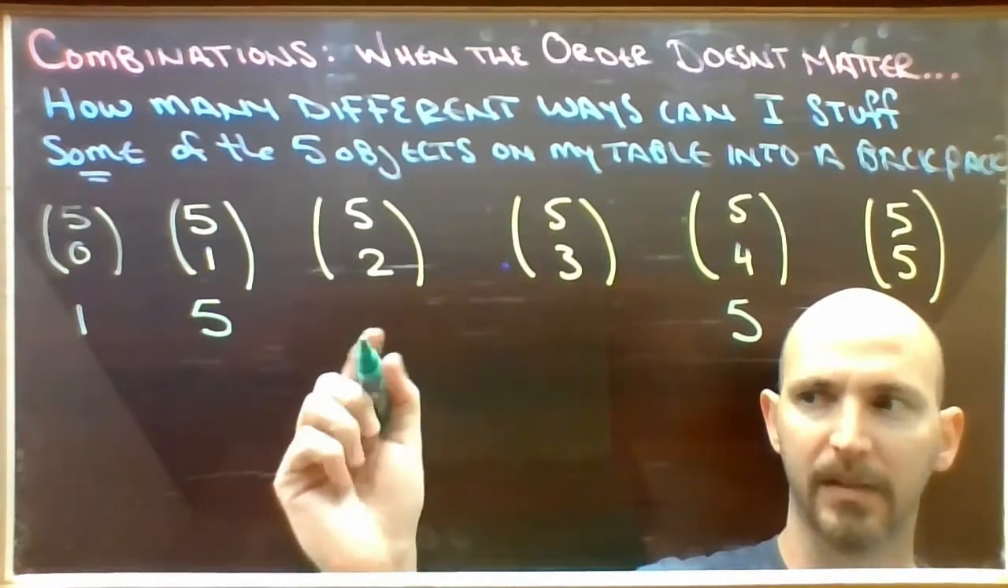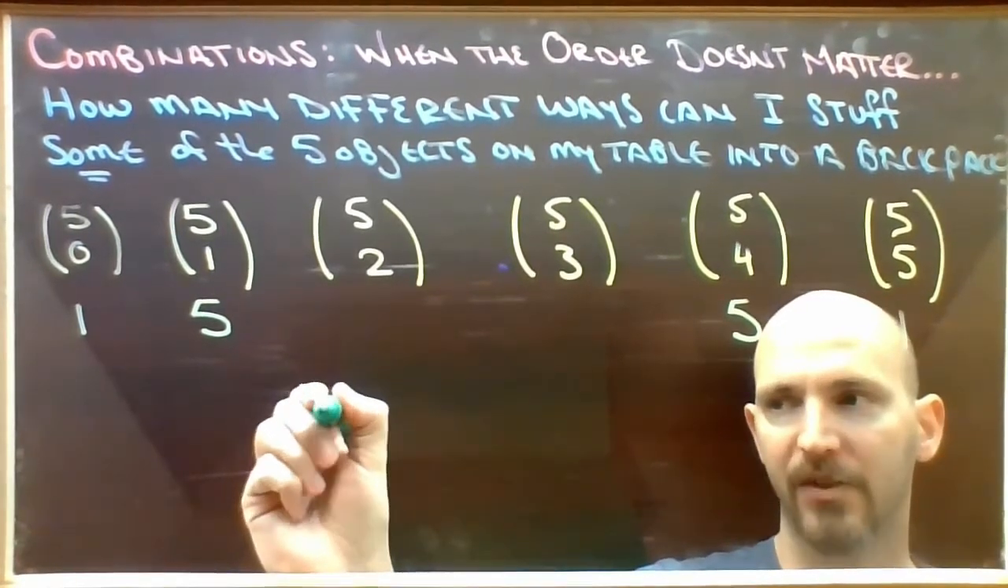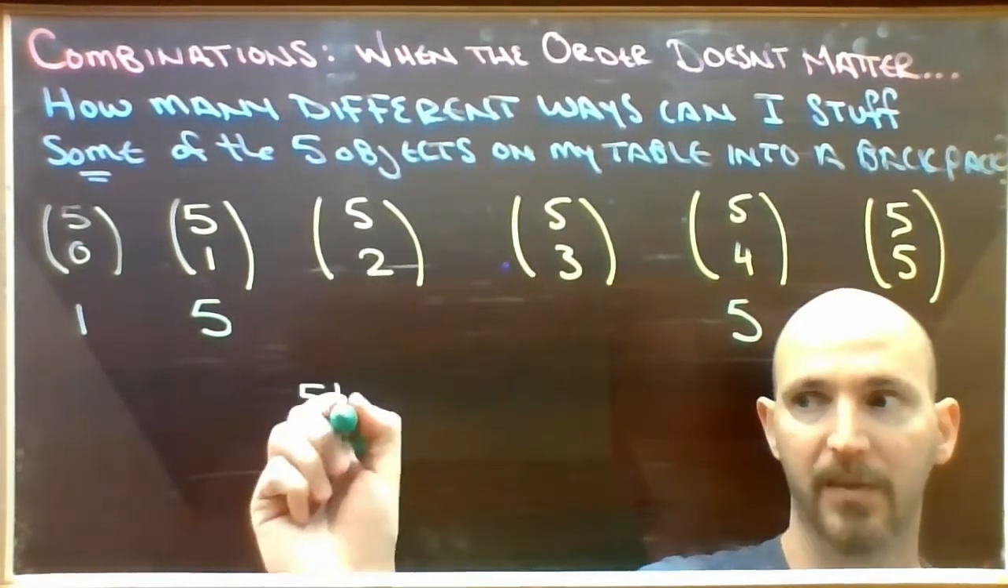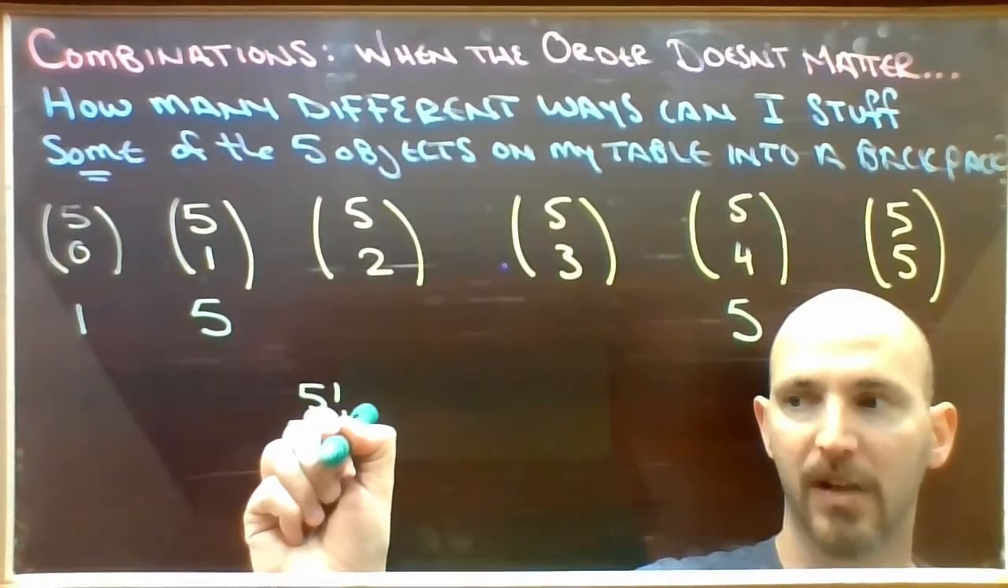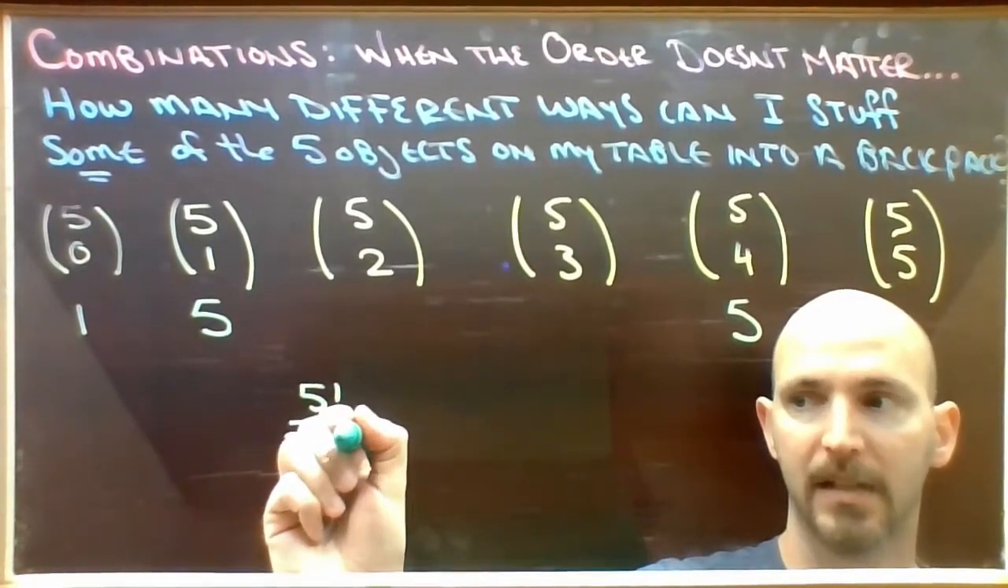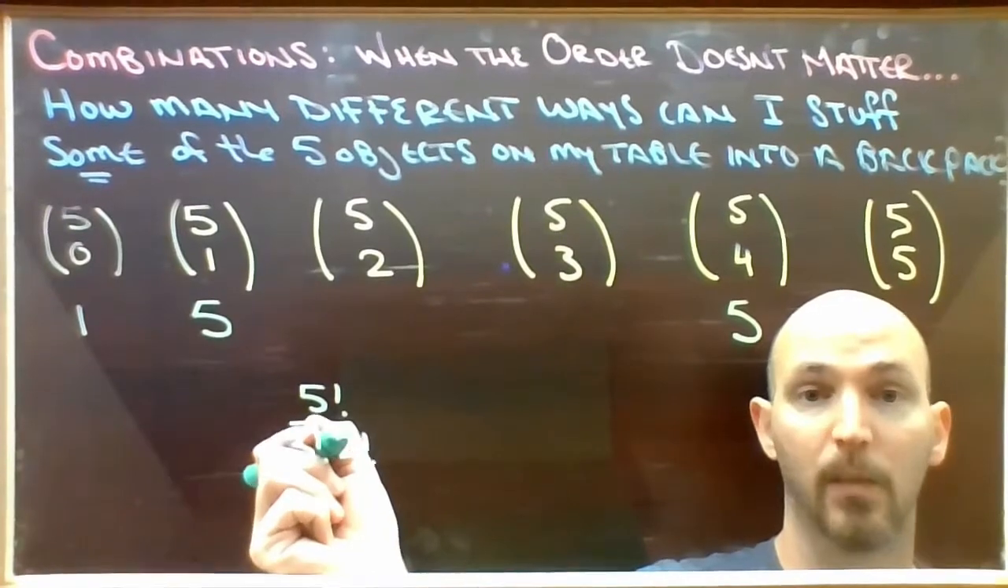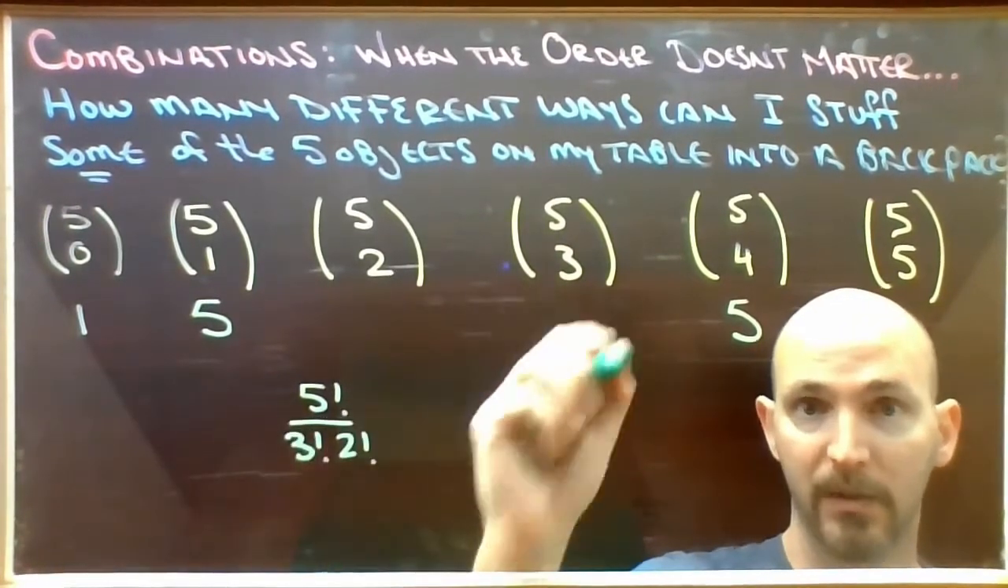As for this one, I can do this the old-fashioned way, 5 factorial, shuffle them all, eliminate the shufflings of the ones I leave behind, and eliminate the shufflings of the ones I take. I could do that here as well.